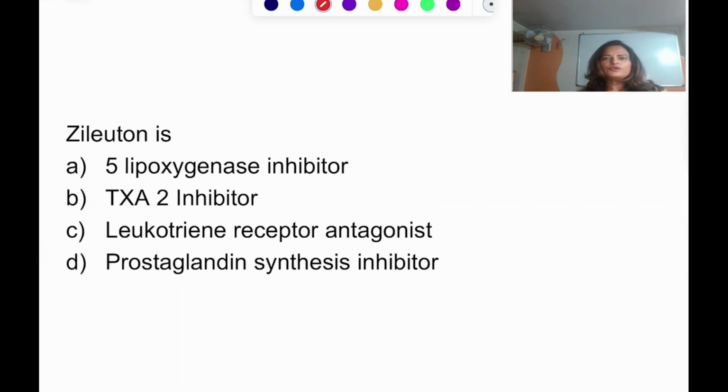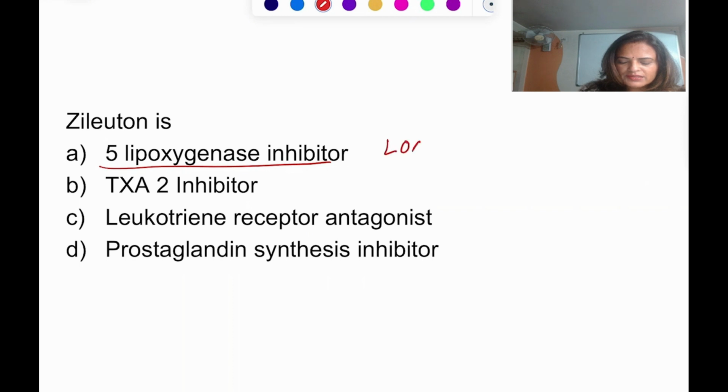Zileuton comes under leukotriene modulators. Either you inhibit leukotriene formation, or once it is formed, you give a drug which inhibits the action of those leukotrienes on their receptor. Zileuton inhibits formation by inhibiting the enzyme 5-lipoxygenase. So it is a 5-lipoxygenase inhibitor. So that's all about bronchial asthma.